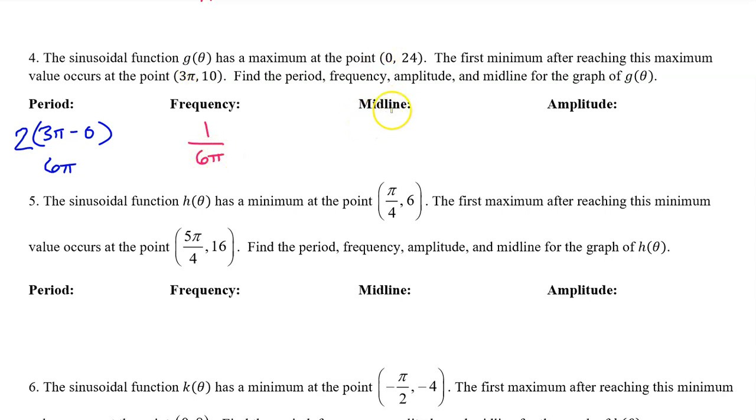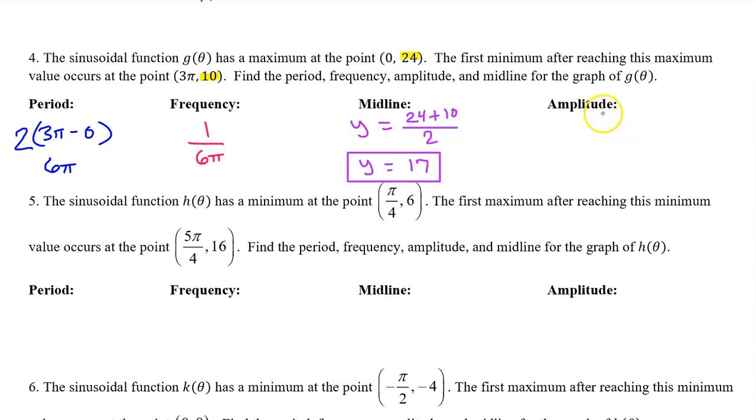Without a graph, the easiest way to calculate the equation of the midline is to take the average of the highest value and the lowest value. The midline will be given by y equals 24 plus 10 over 2. That's 34 over 2, which is equal to 17. So y equals 17 is the midline. Don't forget the y equals in the front.